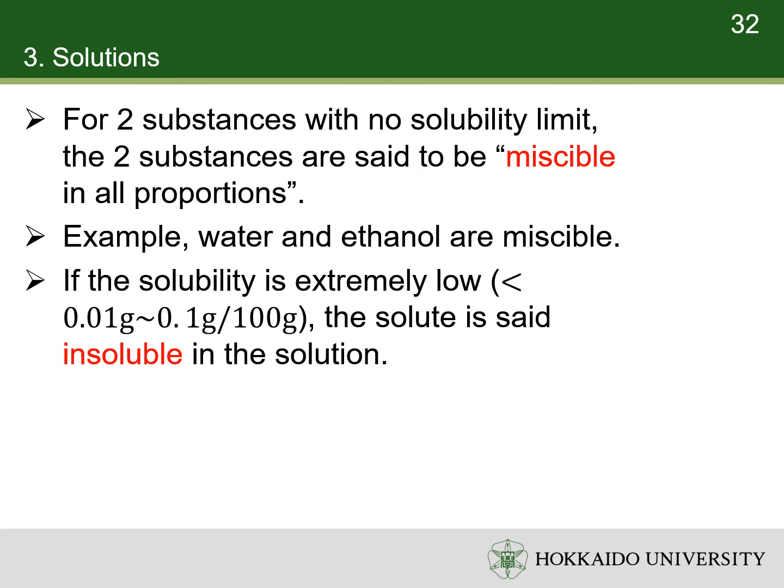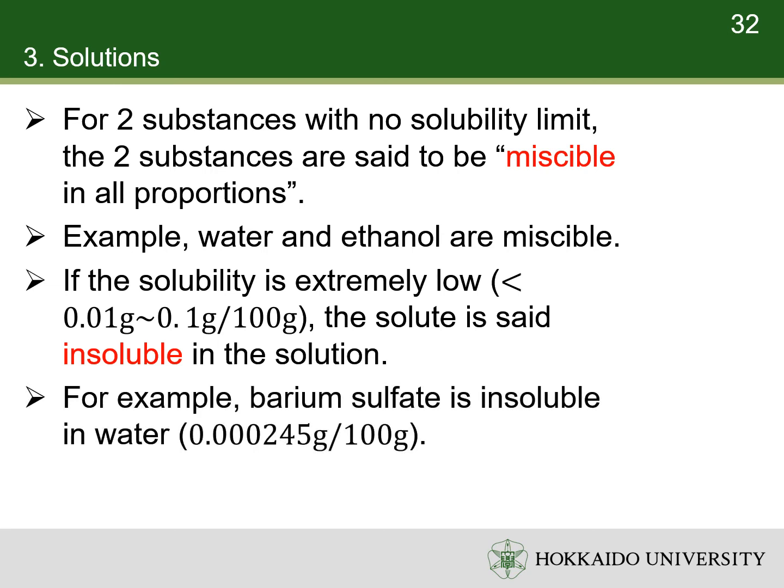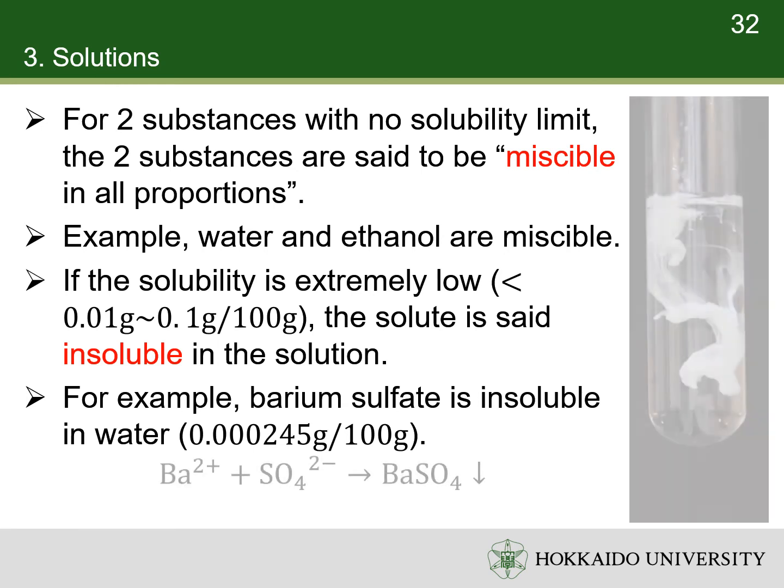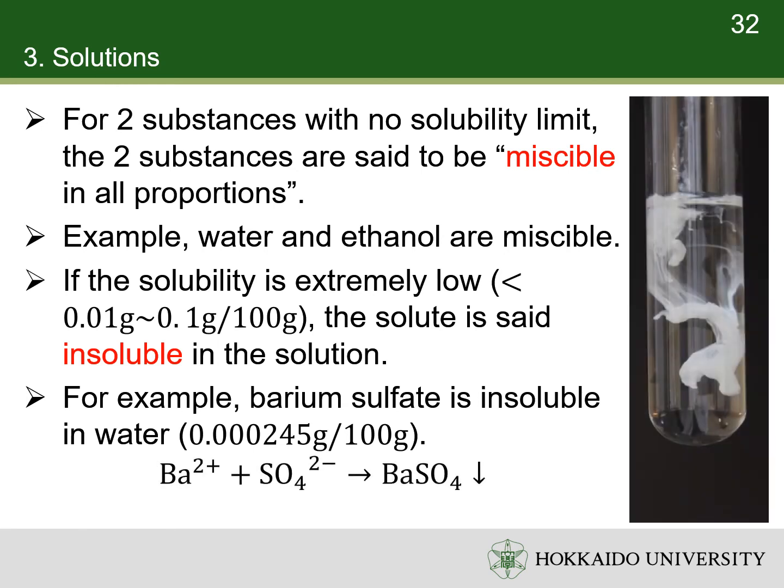For a pair of solute and solvent, if the solubility is extremely low, the solute is said to be insoluble in the solution. The thresholds to describe something as insoluble may depend on the application. It is usually 0.01 to 0.1 gram per 100 grams solvent. For example, barium sulfate is insoluble in water. Its solubility is 0.000245 gram per 100 grams of water. That is why you can see precipitate when mixing barium cations and sulfate anions.